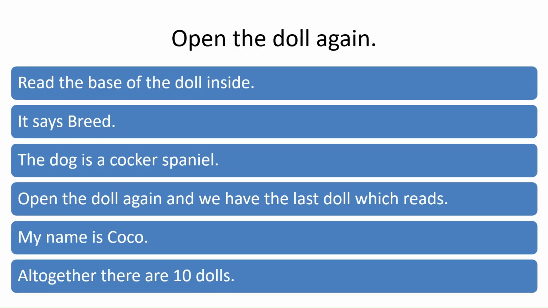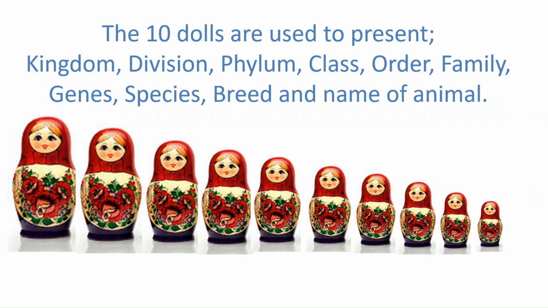Open the doll again. Read the base of the doll inside. It says breed. The dog is a Cocker Spaniel. Open the doll again and we have the last doll which reads, my name is Coco. Altogether, there are 10 dolls. The 10 dolls are used to present kingdom, division, phylum, class, order, family, genus, species, breed, and the name of the animal.